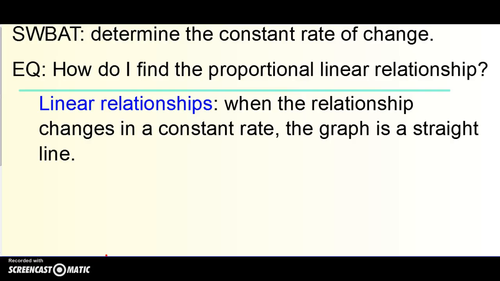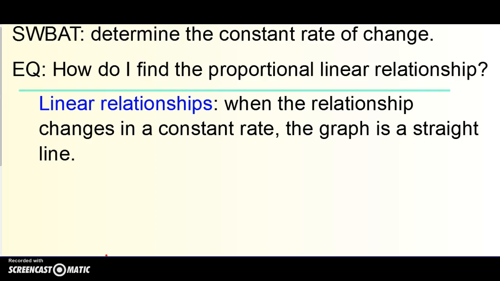Hi, this lesson is from page 337. We're starting chapter 6. Truly, this lesson is mostly review and is going to build into slope and direct variation. But for today, you'll determine the cost or constant rate of change, either from a graph or a function table. And then the essential question is, how do I find the proportional linear relationship?